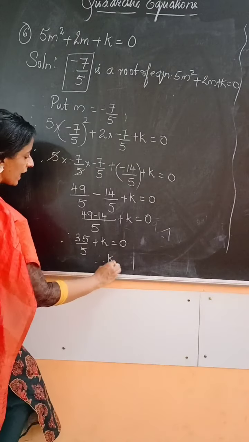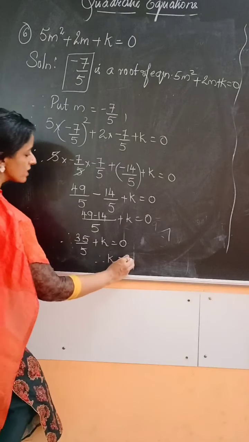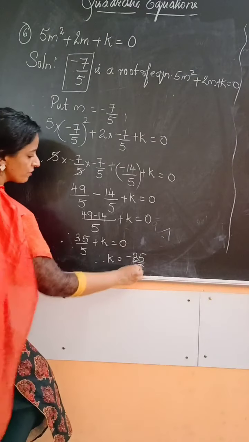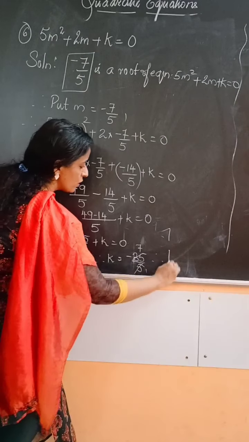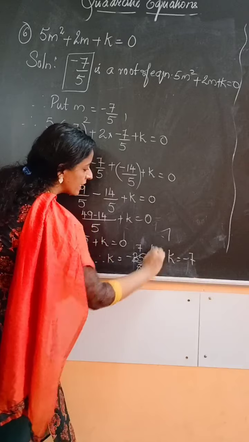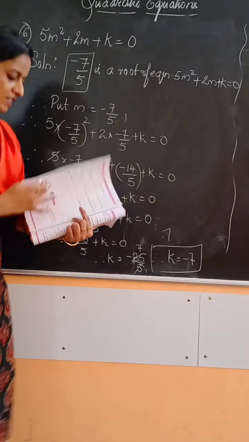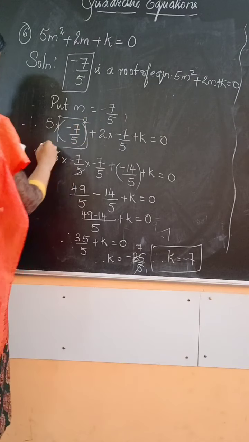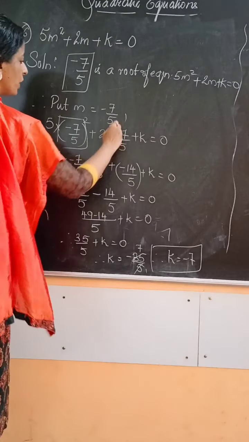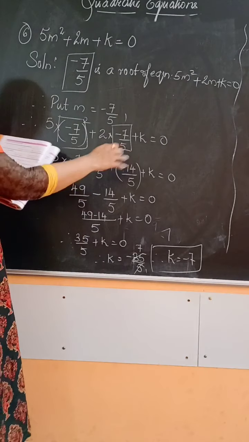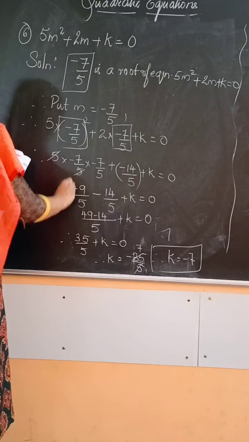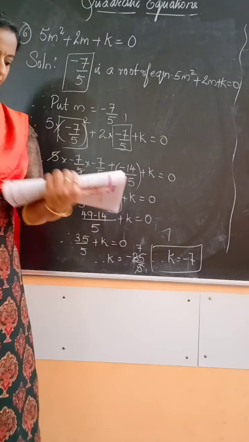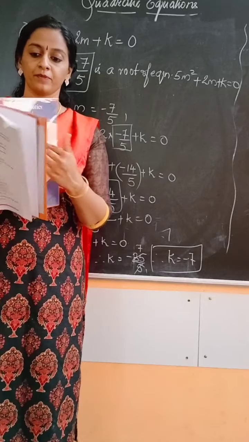So what will be k? Bring 35 upon 5 to the other side. Minus 35 upon 5. You can solve it further. 5 ones are 5, 5 sevens are 35. So we got k is equal to minus 7. k is equal to minus 7. Wherever you have a box, put it there. So your one box will come, 2 into your box will come, and for this part and this part. And finally, k is equal to minus 7.